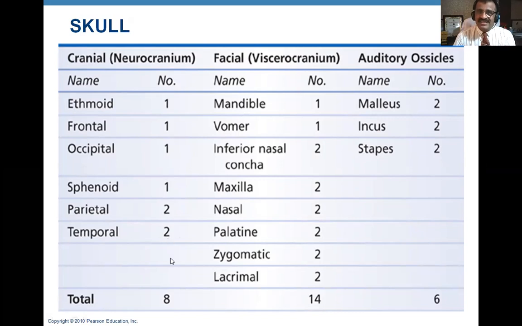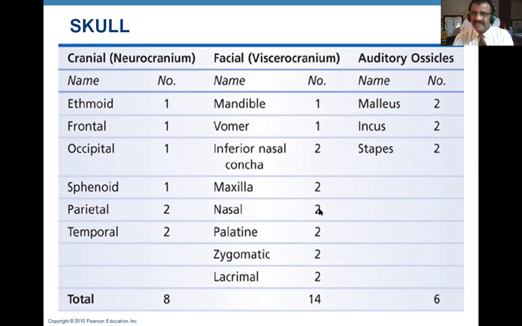So altogether there are 6 types of bones, but the total number is 8 because of pairs. Similarly, if you come to the face, there are a total of 14. But if you see this table, there is only one mandible, only one vomer. So 2 bones are unpaired. Unpaired means without a pair, and the rest are paired.